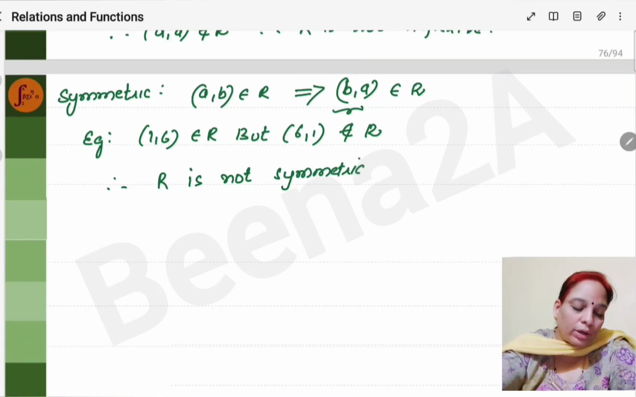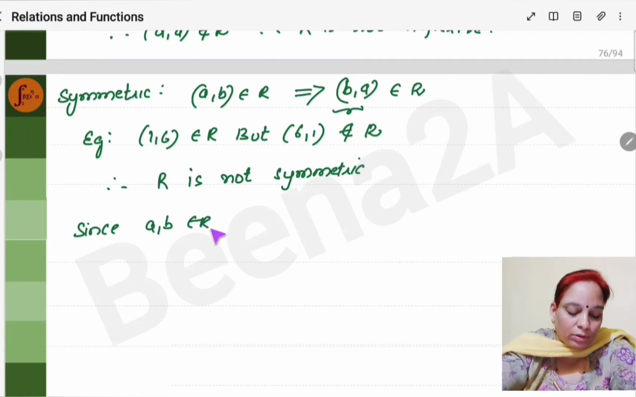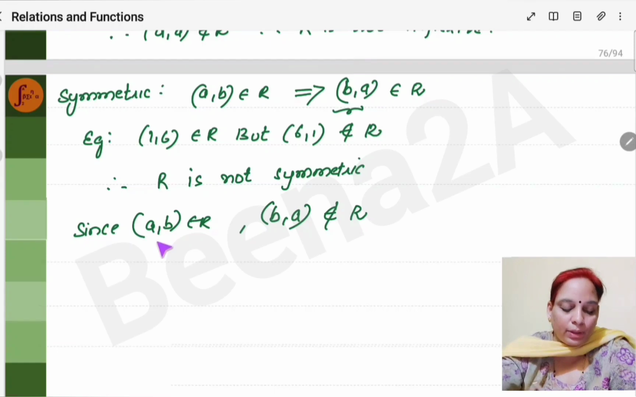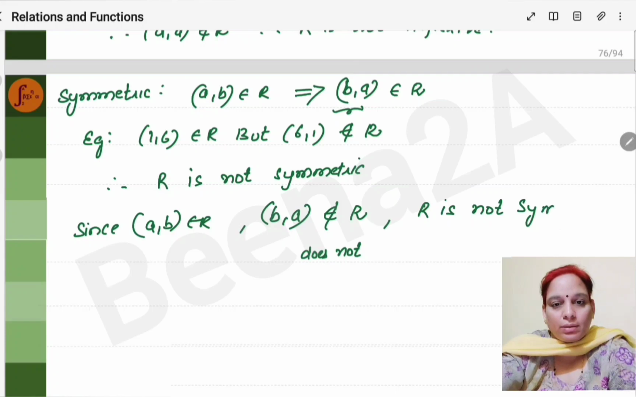Or you can also write, since (a, b) belongs to R but (b, a) does not belong to R, you can say R is not symmetric.